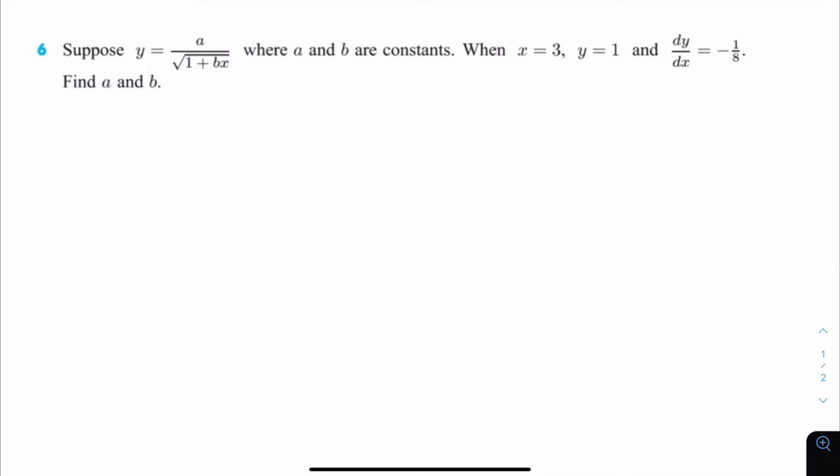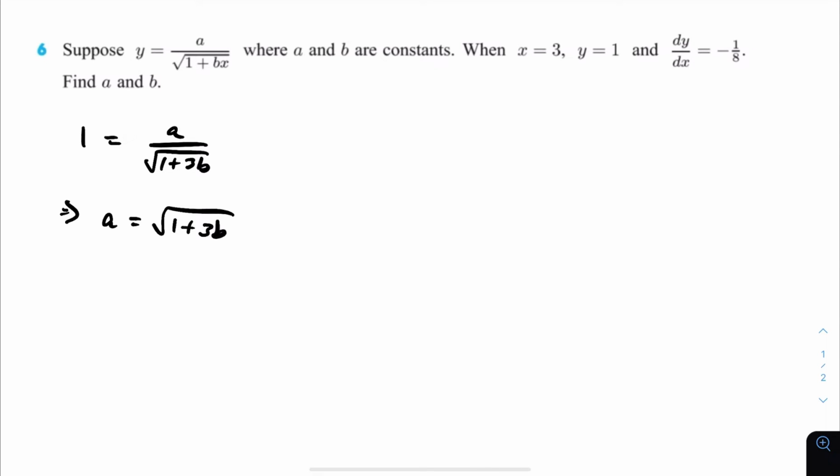So let's start with the first piece of information. When x is 3, y equals 1. So let's substitute that into the equation. We get 1 is equal to a over root 1 plus 3b. And when we rearrange a little bit, we get a is equal to root 1 plus 3b. And for now, we're going to leave it like this. Then we can use the substitution method to substitute our value of a into the next equation and therefore solve for b and then find a later on.